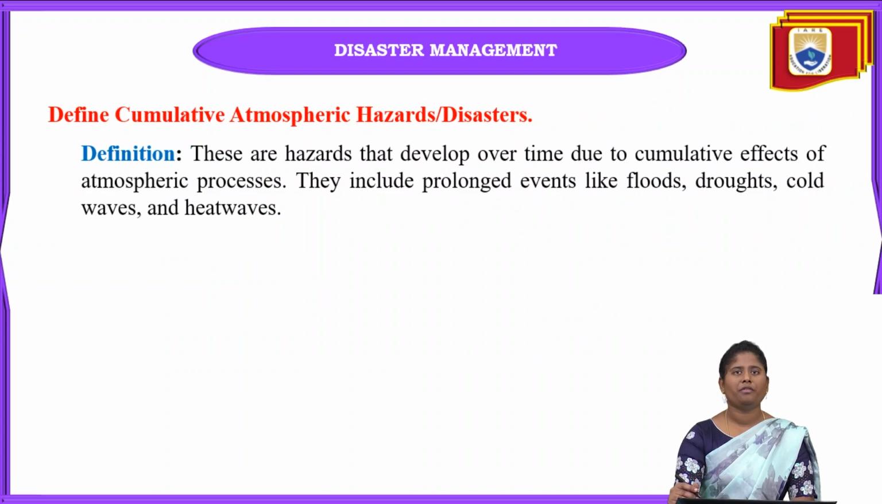Next one is define cumulative atmospheric hazard. These types of hazards can develop over time due to the cumulative effects of atmospheric processes. This may include floods, droughts, and also cold waves and heat waves. When these slow-occurring hazards occur, they also damage the climatic conditions, but it will take some time to affect the whole climatic condition.